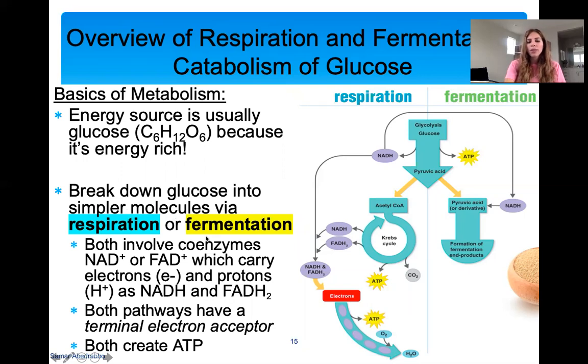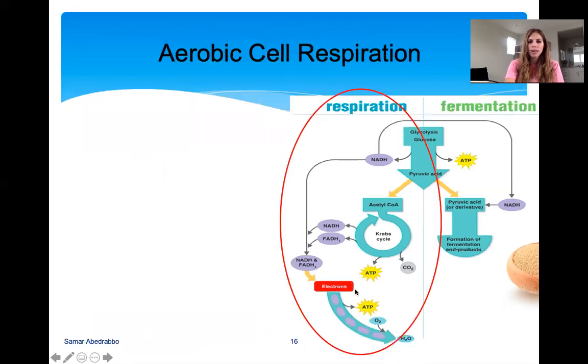Both of these pathways involve coenzymes called NAD+ or FAD+. We're going to talk about these electron carriers. Both have a terminal electron acceptor. I will talk about it later, and both pathways create ATP. But if I was in class, I would ask everyone again, which one creates more ATP, respiration or fermentation? I want everyone to know it's respiration, and specifically aerobic respiration. So now the only pathway I'm going to talk about moving forward is aerobic cell respiration.